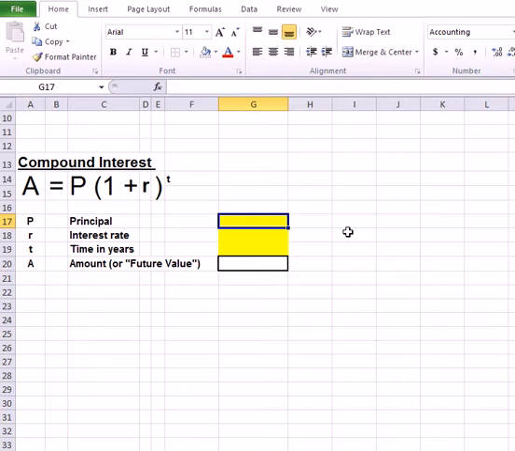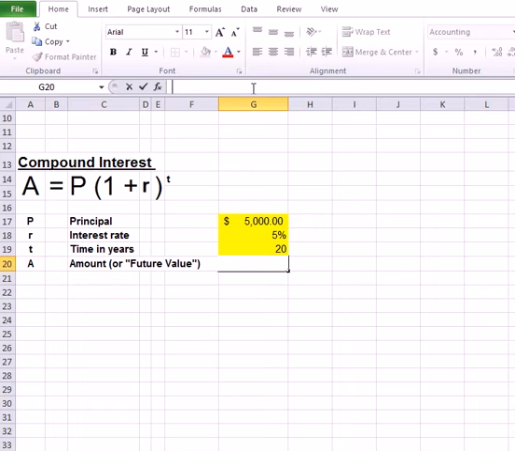So principal, let's say we're going to put $5,000 into the bank. Our interest rate is 5%, and we're going to input the time in years that we want to look at. So let's assume we want to see what that's going to be worth in 20 years' time.